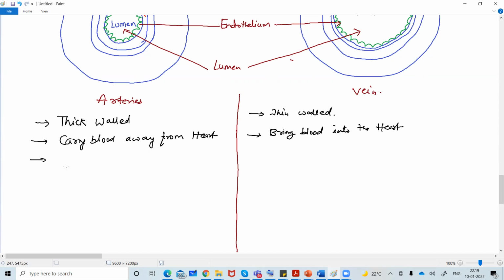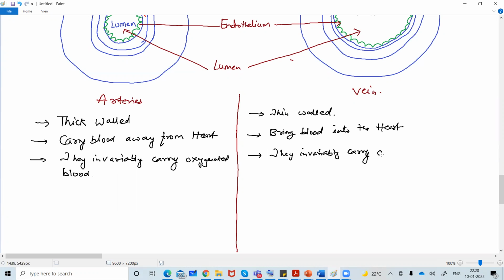Next difference. Arteries carry oxygenated blood. So you can say here that they invariably carry oxygenated blood, whereas veins invariably carry deoxygenated blood.